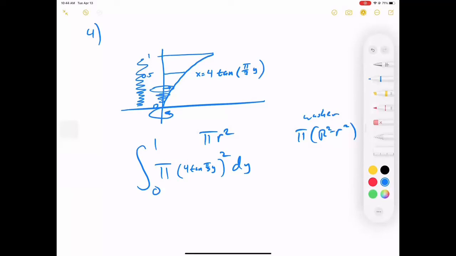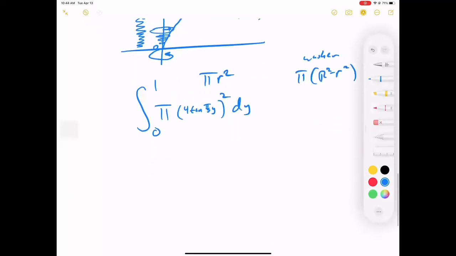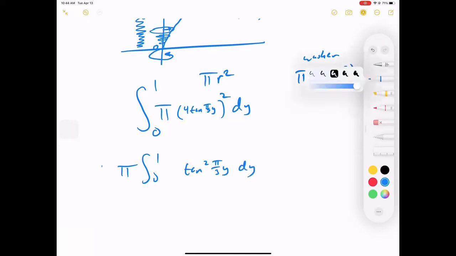Okay, so if they want an exact answer, let's go ahead and talk about how I could solve this. Because the answer is going to be, let me just force it. So we kick out the pi, 0 to 1, 4, and then we're going to end up with 16 tan squared of pi over 3 y dy. We can throw out the 16 also. I'm going to save myself some time, right? 16 on the outside. Now the question is, how do I integrate tan squared? Do we have any identities that give us tan squared?